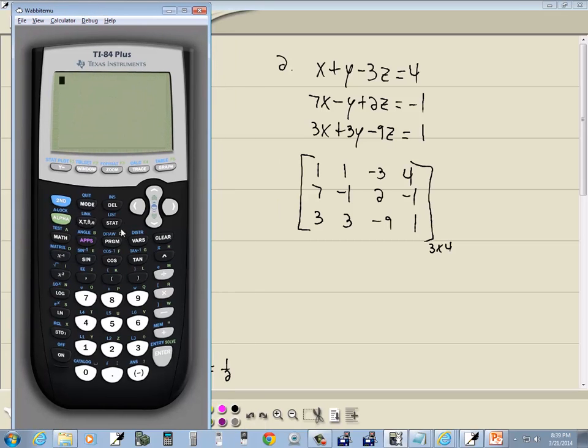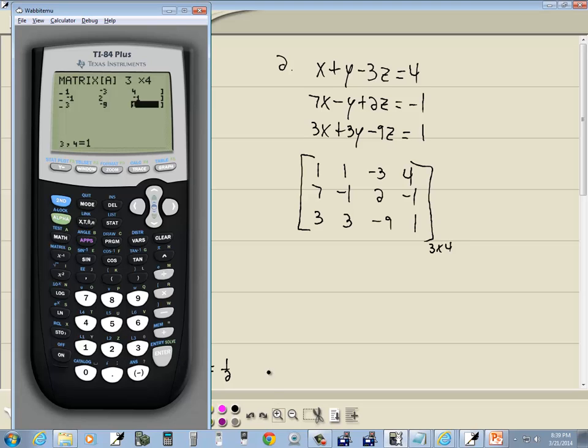So I'm going to do a second x and negative 1 to go into the matrix menu. Right arrow twice over to edit. I already got A highlighted, so I do enter on it. It's asking me for rows by columns, so I do 3 enter, 4 enter. And I do 1 enter, 1 enter, negative 3 enter, 4 enter, 7 enter, negative 1 enter, 2 enter, negative 1 enter, 3 enter, 3 enter, negative 9 enter, and 1 enter.